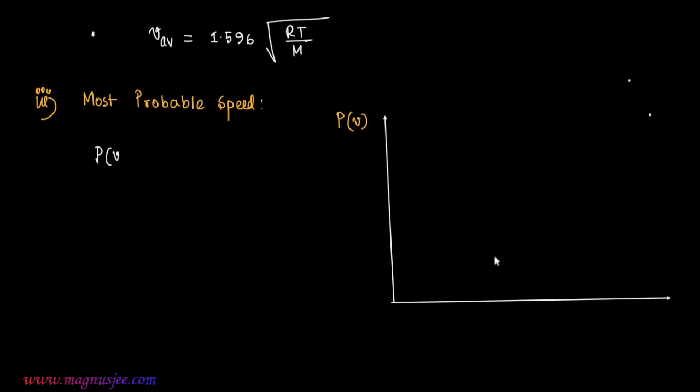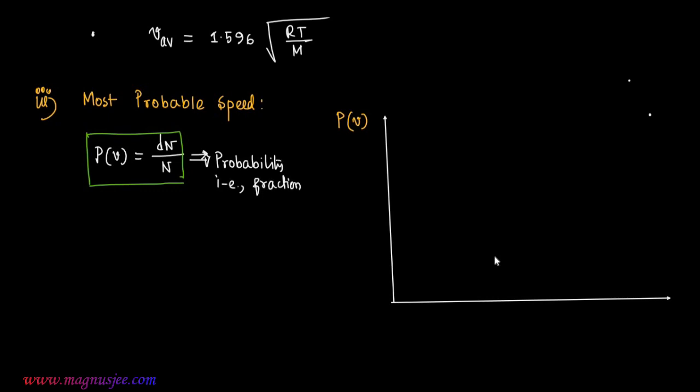Number 3, most probable speed. For that, we can consider the probability function of finding gas molecules. P(v) is the probability function, that is dn by N, where N is the total number of gas molecules. It is the fraction of the total number of gas molecules having speed v.